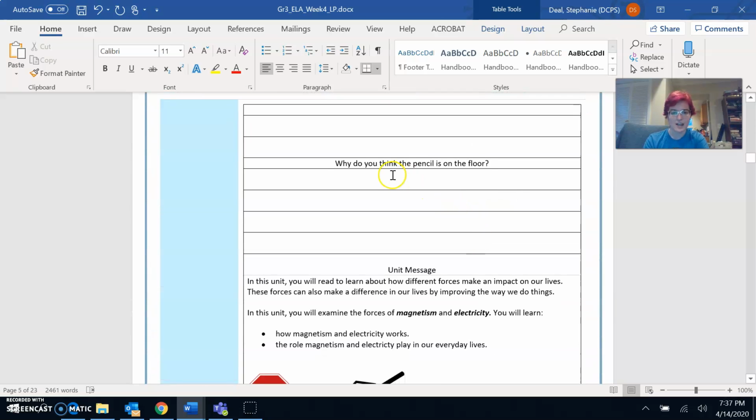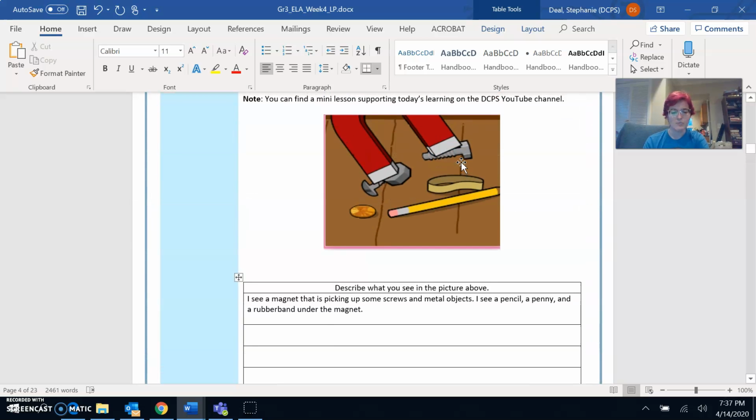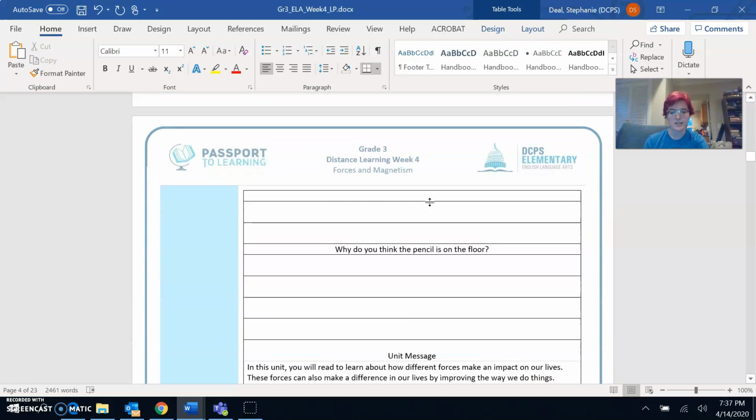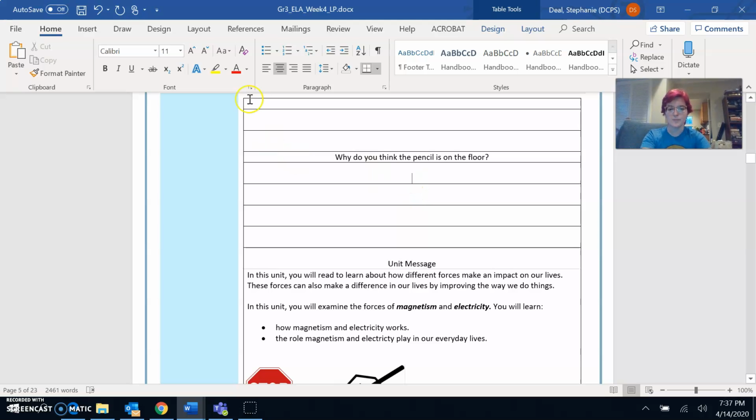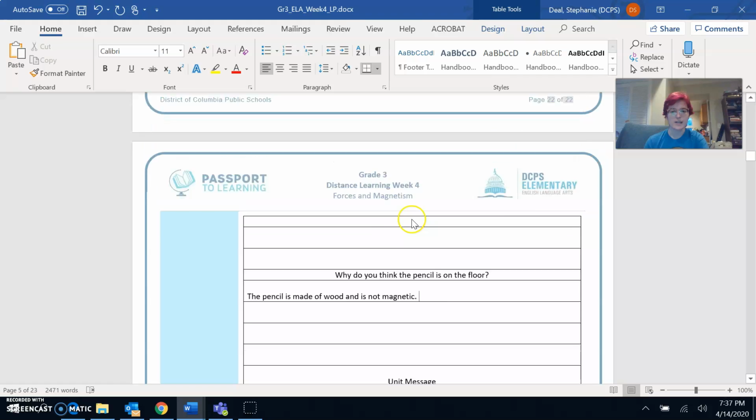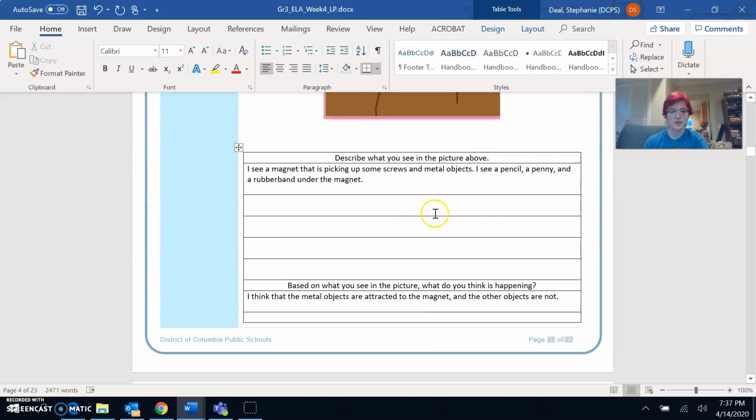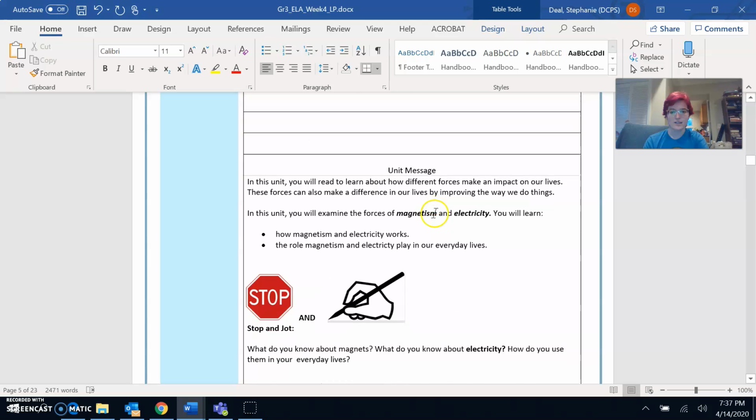Our next question says, why do you think the pencil is on the floor? Well, I'm pretty sure that magnets only pick up objects that are magnetic, and usually those are metal objects. So a pencil is made of wood and wouldn't be attracted to the magnet. So I will write, the pencil is made of wood and is not magnetic. Alright, so we finished the first section. Let's go on to see what our next activity is.